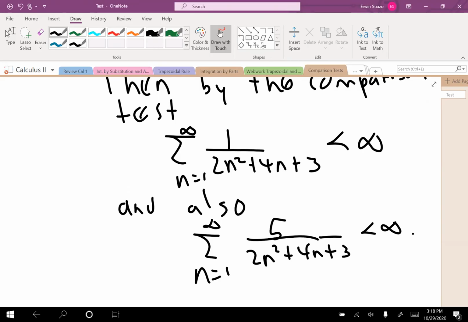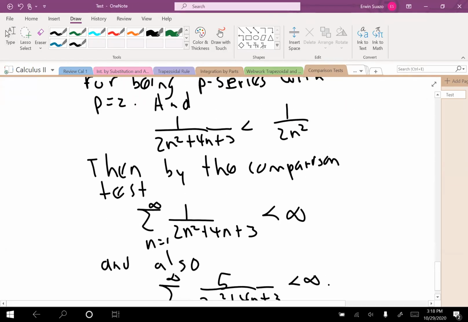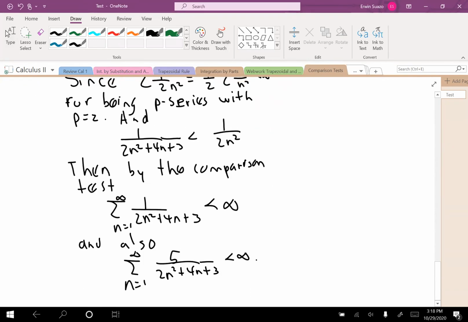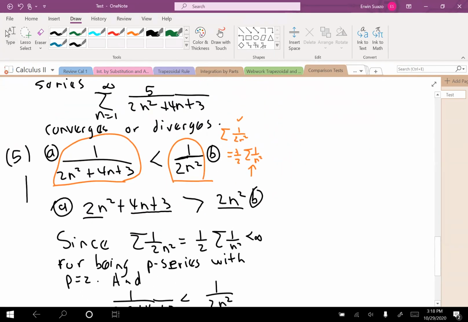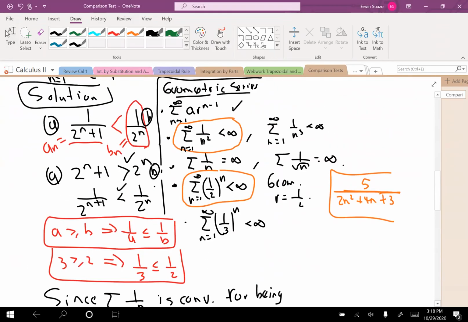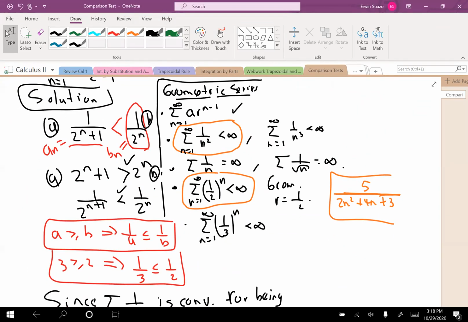Okay, guys. So I'm going to stop here. So this is the comparison test. I'm going to open the whiteboard for this, and the problems are going to be very similar. You don't have too much to choose from. It's going to be a p-series or a geometric series to compare with. Okay. I'm going to teach you another method tomorrow, called the limit comparison test. And tomorrow I'm going to teach you 2 more tests.